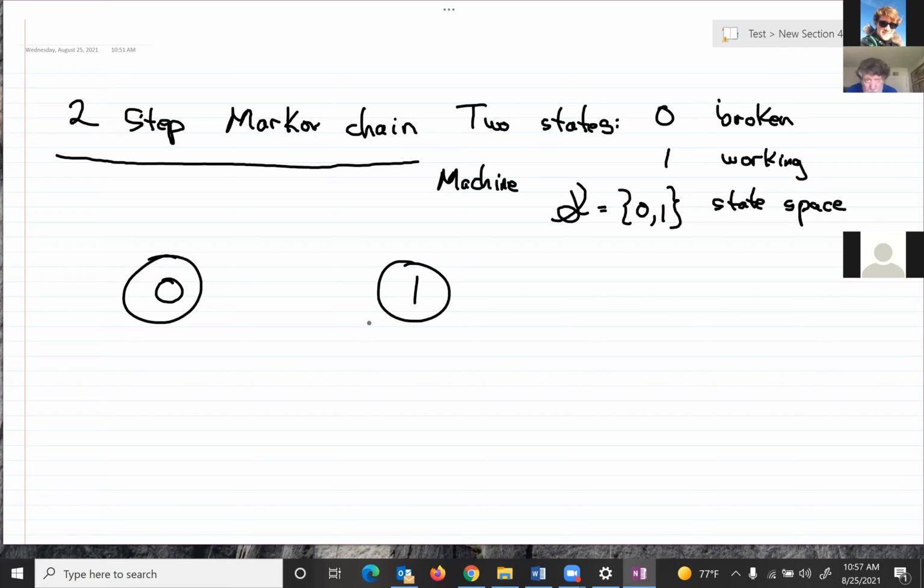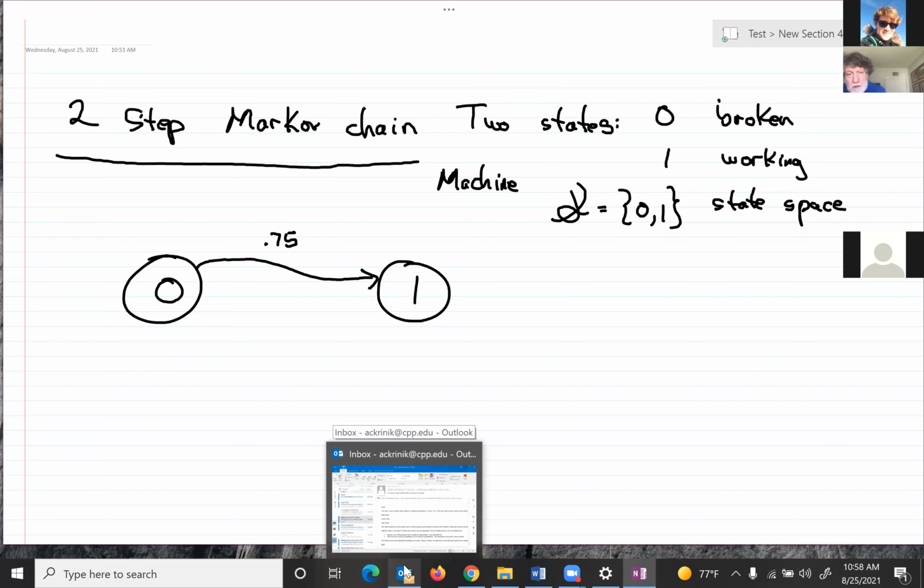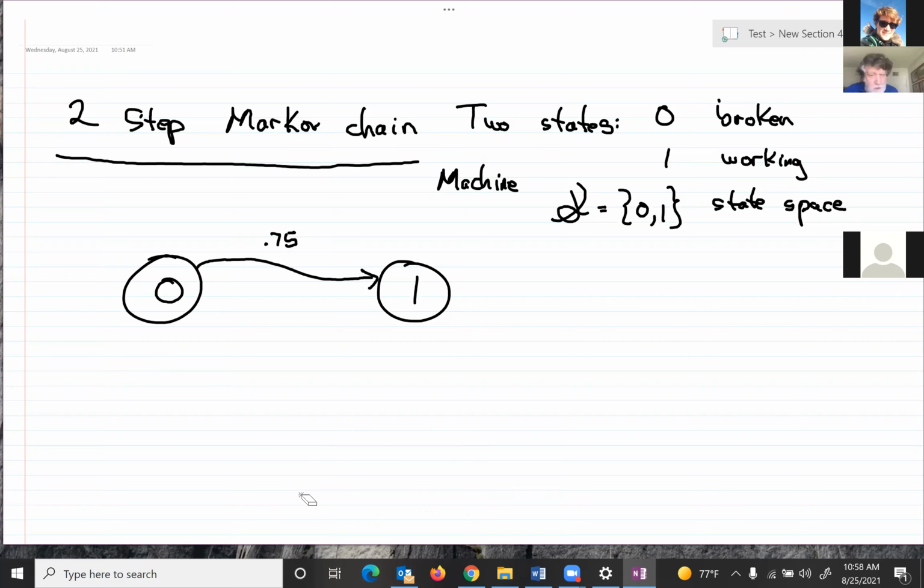So I'm going to assume that if the machine is broken, there's a probability that it'll be fixed. And the probability that it'll be fixed, I'm going to assume, is 3/4, which I'll represent as 0.75. That's a probability. And that's saying that if you're coming from the zero state, that's where this arrow is emanating from, and you're going to the working state. And what that means is the machine is being repaired. It's currently broken and it's going to be repaired. And there's a 75% chance it will happen.